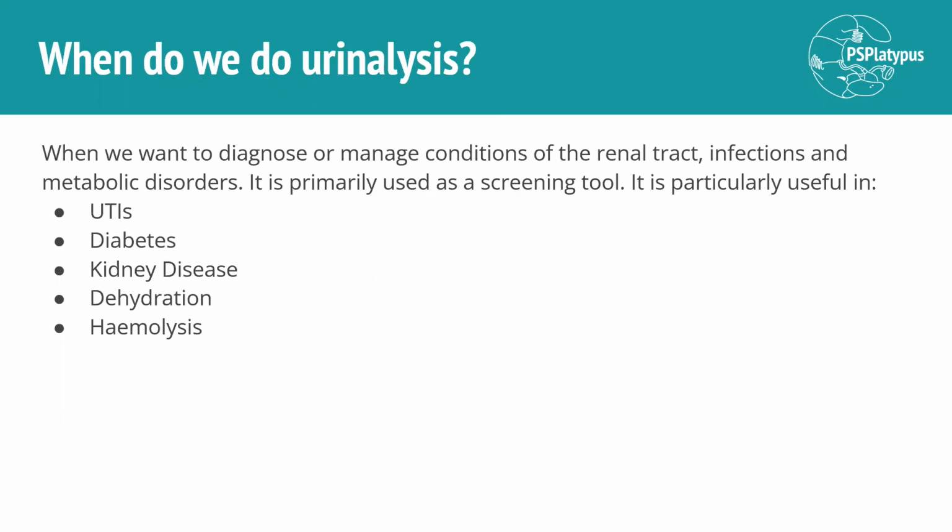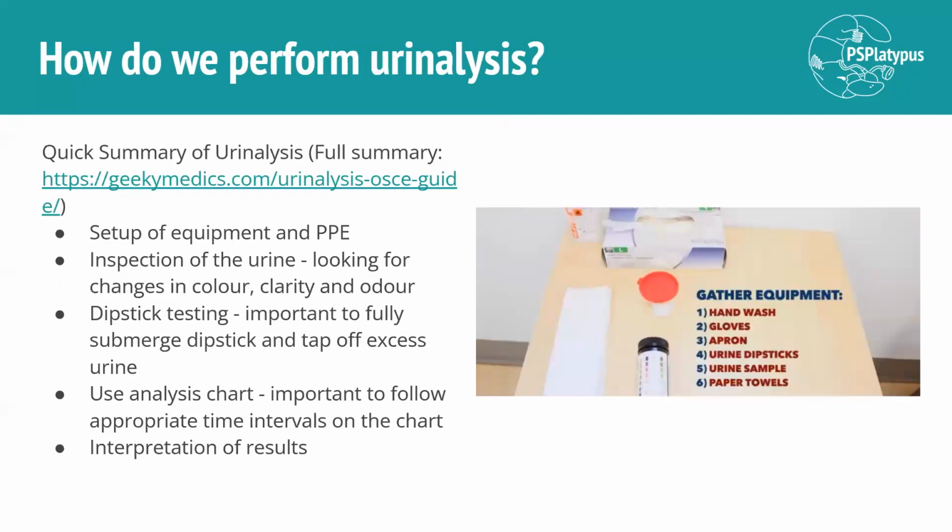Well, we do it when we want to diagnose or manage conditions of the renal tract, infections, and metabolic disorders. It is primarily used as a screening tool, and it can be useful in UTIs, diabetes, kidney disease, dehydration, and hemolysis. So how do we perform urinalysis?